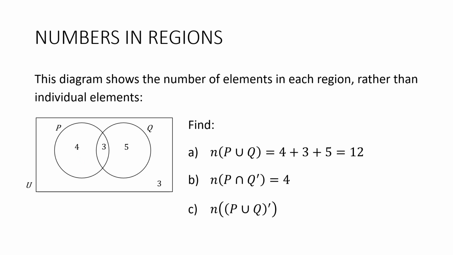And now we want to know the number of elements in the complement of the union between P and Q. So that's everything outside of these two circles. And so that is 3.